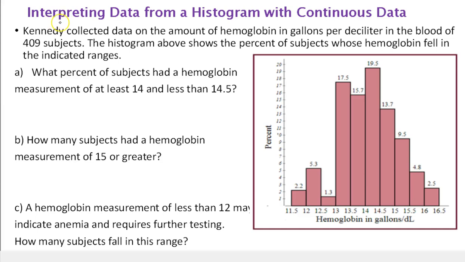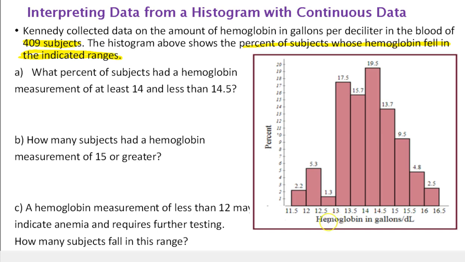In this video, we're going to look at interpreting data from a histogram with continuous data. Kennedy collected data on the amount of hemoglobin in gallons per deciliter in the blood of 409 subjects. I'm going to highlight that in case we need it later. The histogram below shows the percent of subjects whose hemoglobin fell in the indicated ranges. Now, before we look at the questions, let's make sense of this histogram.